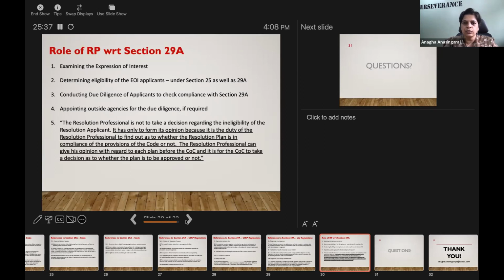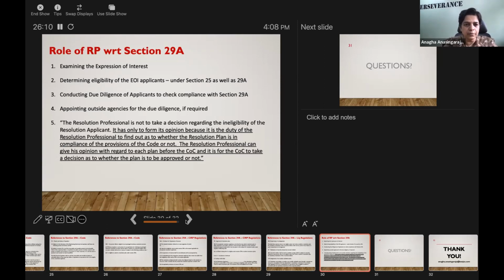Ultimately the responsibility lies on us as the RP to ensure that no ineligible person is taken as the resolution applicant, or at least we need to place before the COC that this person, according to you, is not eligible under 29A. And this comes from a recent decision where the Supreme Court has held that it is not the duty of the RP to decide the eligibility, or he cannot declare somebody as ineligible. He only has to place his opinion before the COC, and it is the COC's call to decide whether this person is eligible or not.